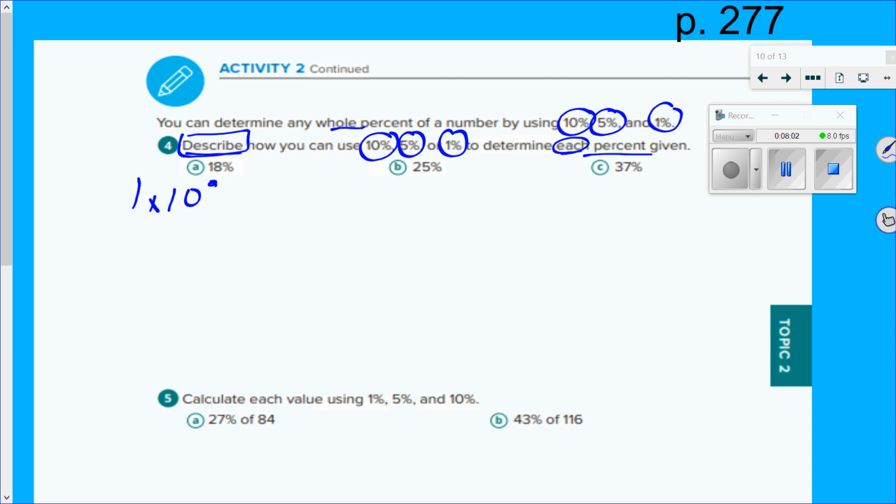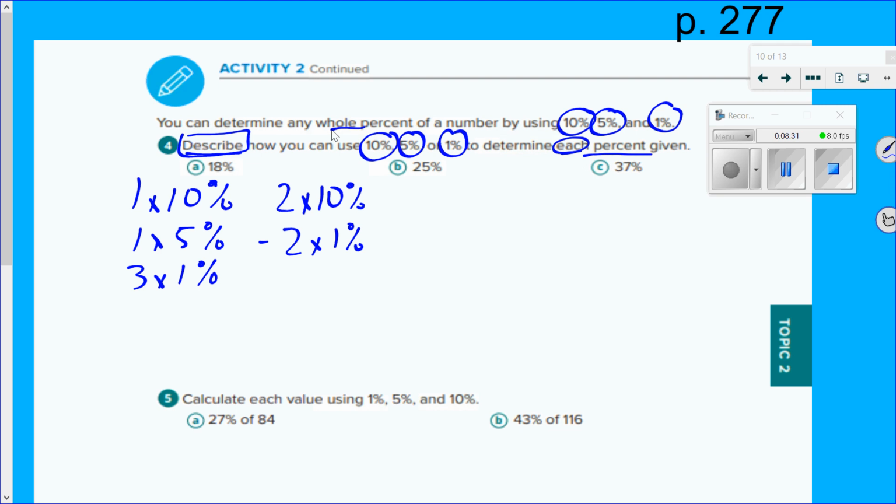So if I did 110, 1 5, and 3 1%, that would get me to 18, right? Is there another way I could do it? Okay. I'll be honest, I probably would go this way. I would do 2 10s and subtract 2 1s. Would that give me 18?